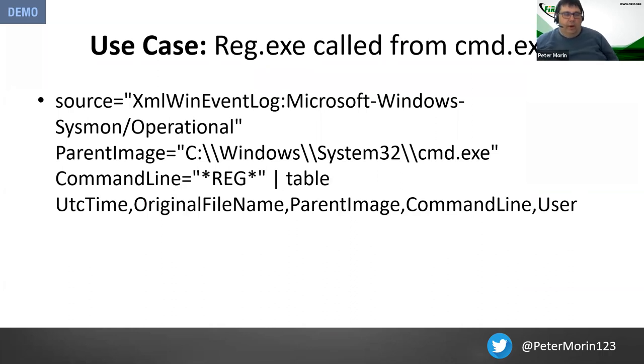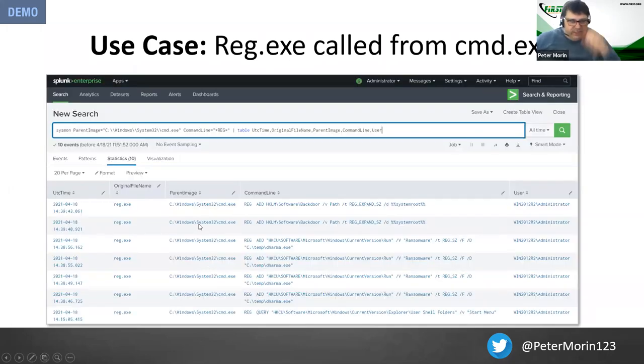How do we look for that? Very similar. We look for parent image c:\windows\system32\command.exe, and we look for command line *reg*, which pulls up anytime the registry was edited using the command line. You can see a bunch of things here, and because I have the full command line and it was done at the command line, I can get everything: reg add HKEY_CURRENT_USER\Software\Microsoft\Windows\CurrentVersion\Run, and I can see the key that was added, c:\temp\dharma.exe. Very, very useful in the command line.